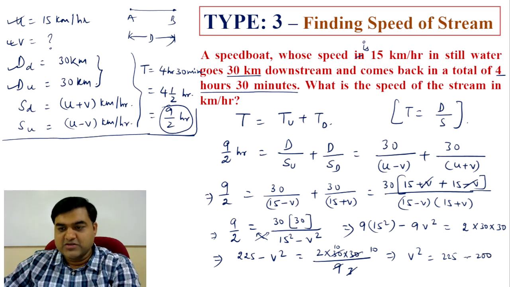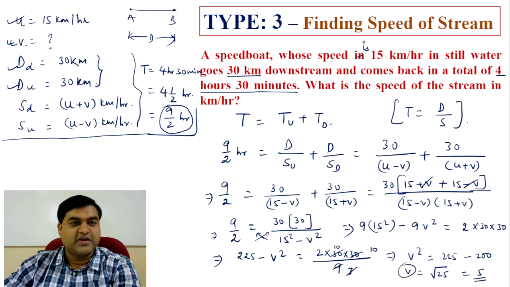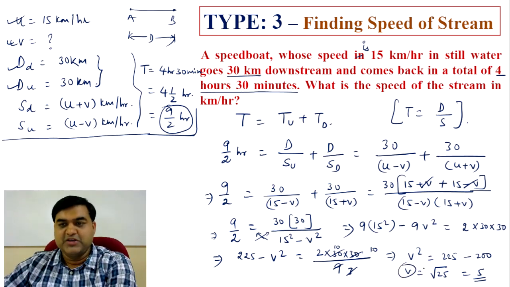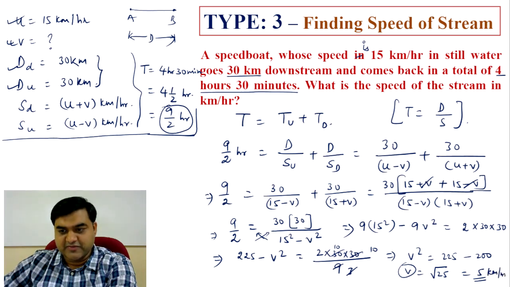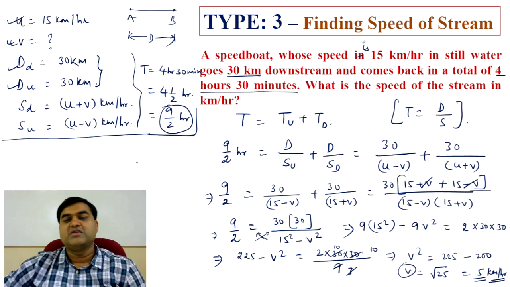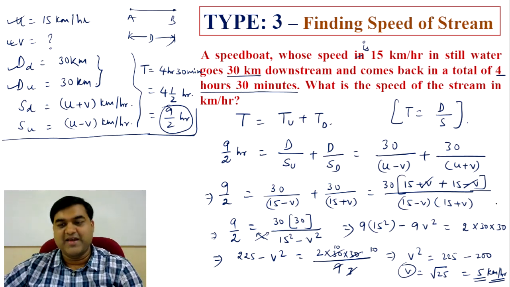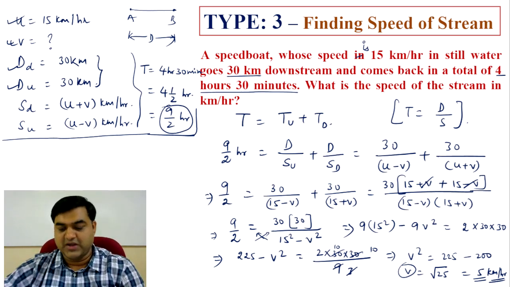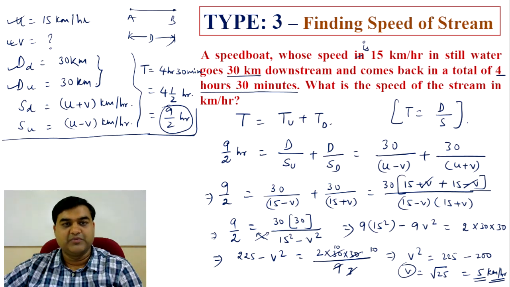That means this is 25. That means v is equal to under root of 25. That is 5. Correct, no? So what is v? V is what we have to find out. V is speed of stream in kilometer per hour. So 5 kilometer per hour is our answer. We got V value as 5 kilometer per hour. Okay. Let's see another question.